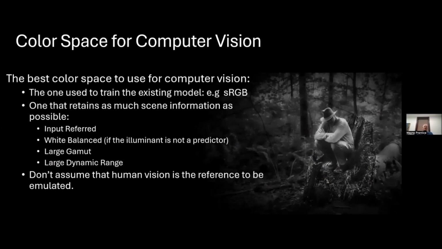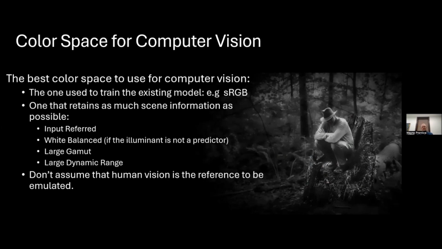So what's the best color space for computer vision? Well, the best color space for computer vision is the one that's already used to train the existing model. If you do have the freedom to pick any one, then the right answer is the color space which encodes and restores as much information about the scene as possible, which means it has to be input referred. It should be white balanced unless the illuminant is a predictor for what you're trying to figure out. Very large gamut and large dynamic range.